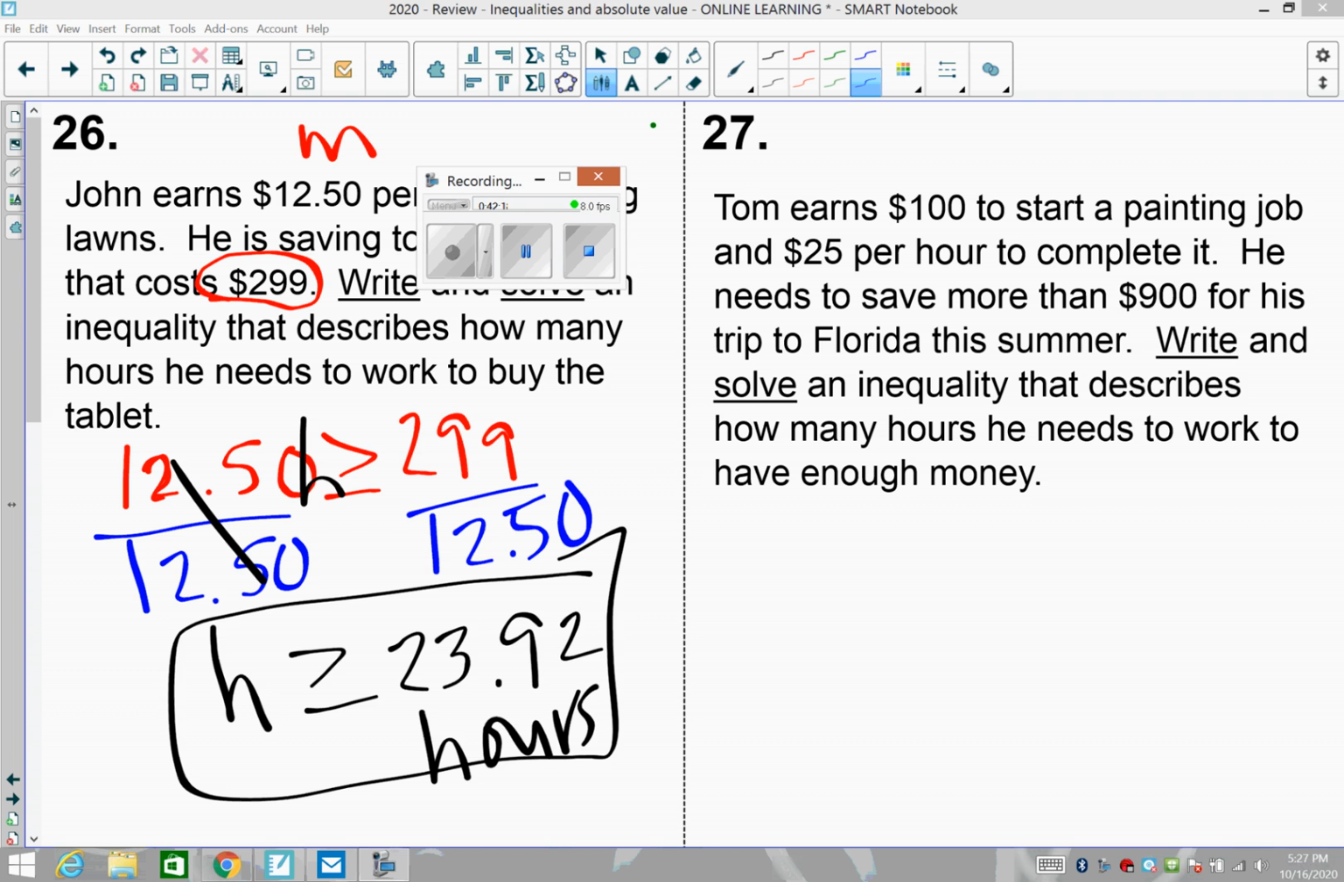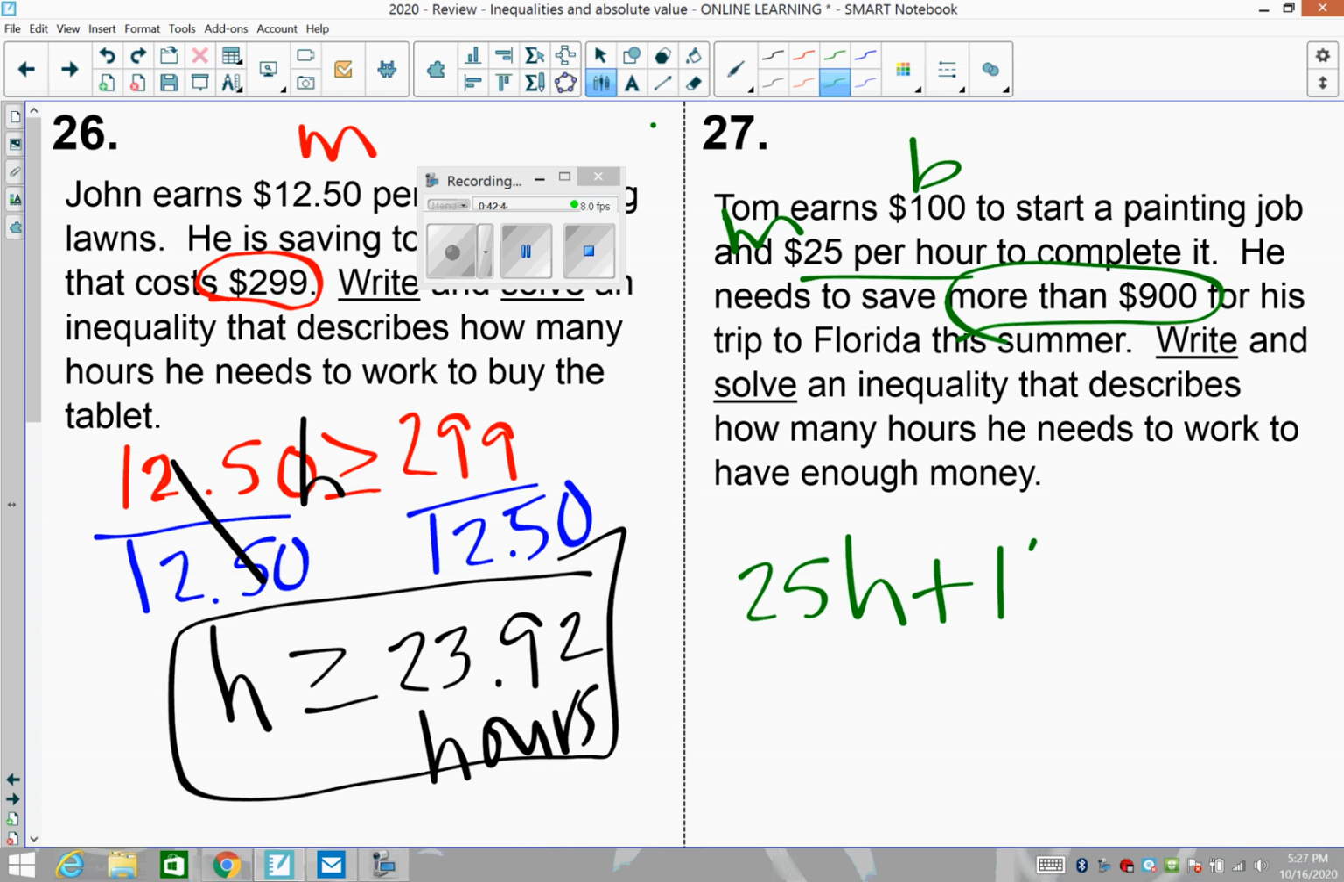Question 27. Tom earns $100 to start a painting job. Ooh, that sounds like a b to me. That earns $25 per hour to complete it. That sounds like a slope. He needs to save more than 900, not equal to, more than 100 for his trip to Florida this summer. Write and solve an inequality that describes how many hours he needs to work to save enough money. So $25 per hour, $100 to start.